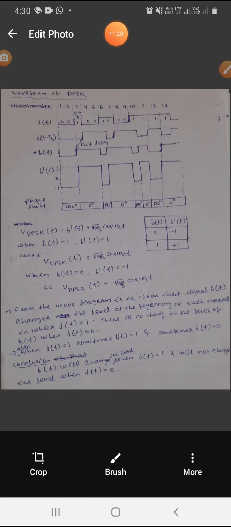So here we may conclude that Bt will change its level when dt is 1 only, and it will not change its level when dt is 0. So this is the understanding of the waveform of DPSK. Okay, thank you very much.